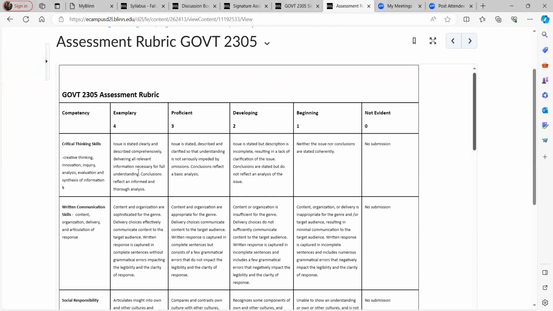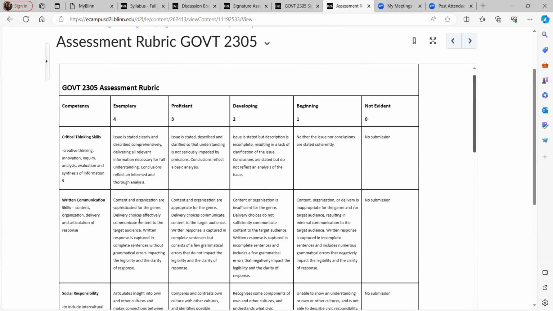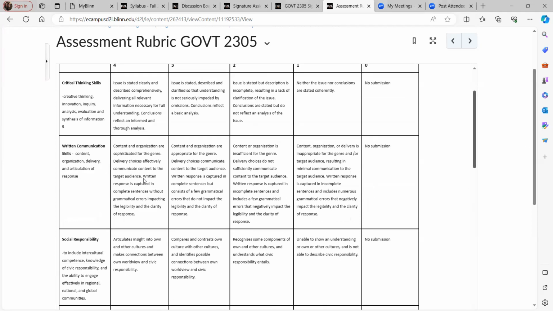So the core objectives, again, critical thinking skills, you're going to develop the ability to, as you can see here, this is how you're able to do well, right? So the issue is stated clearly and described comprehensively, delivering all relevant information. So again, if you're very specific with what you're explaining, you should be able to get a 4 on here. For written communication skills, content organization are sophisticated, delivery choices effectively communicated. So again, this is more so on your writing skills and how you present your argument, right?